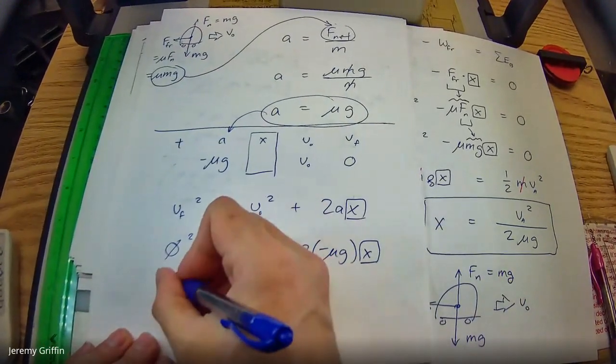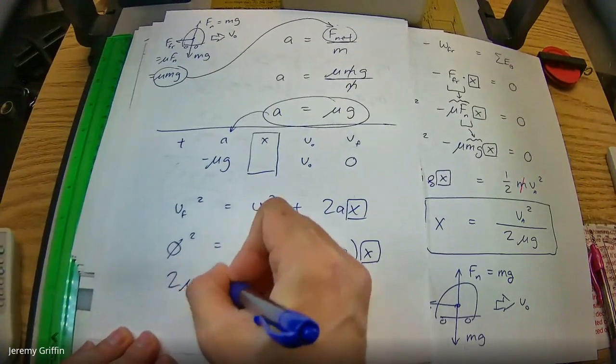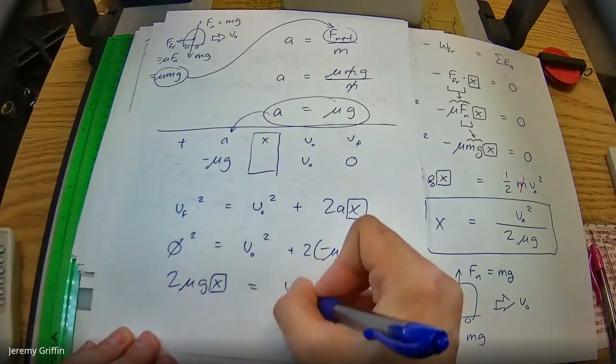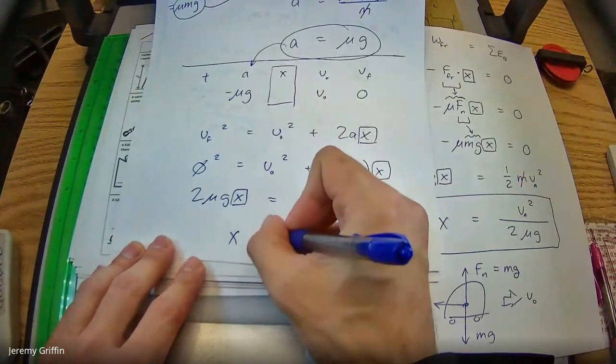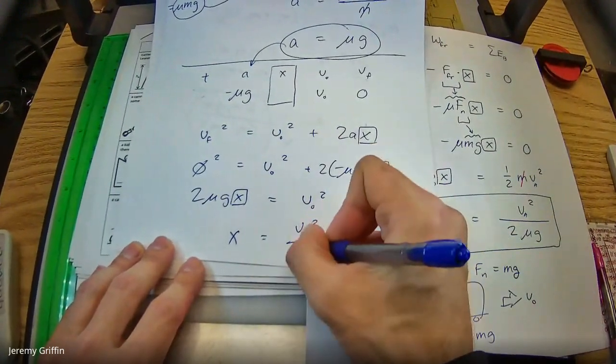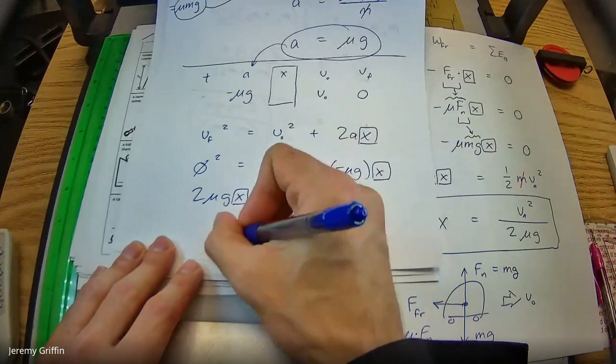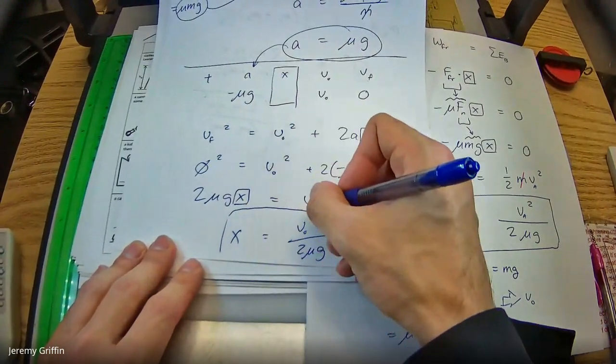Add this over, 2 mu g x equals v naught squared, and then divide both sides by 2 mu g. Get x is v naught squared on 2 mu g. Okay. That was the old way we used to do it. Look how long that process took.